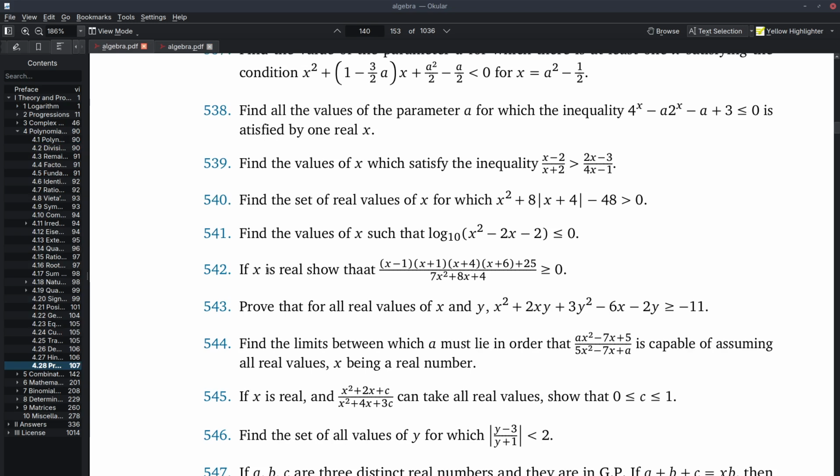Now we come to 548. If x is real, show that... 542 also has a typing issue. Let me note that down.